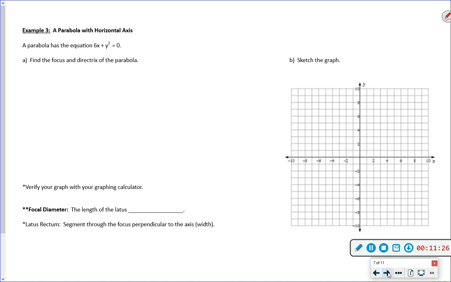Oh, okay, so I'm going to subtract 6x, whatever. Now it's y squared, so horizontal, and it's negative, so left or right. Which way is it going to open? Left. Now, does it ask me that? No. But I'm just going to make a little mental note here. Opens left.